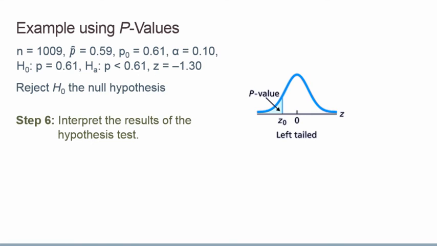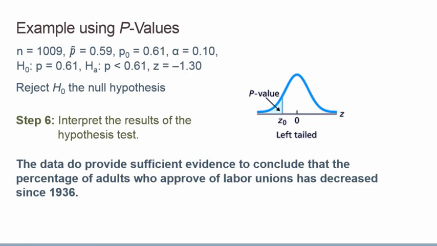Step 6. Interpret the results of the hypothesis test. The data do not provide sufficient evidence to conclude that the percentage of adults who approve of labor unions has decreased since 1936.